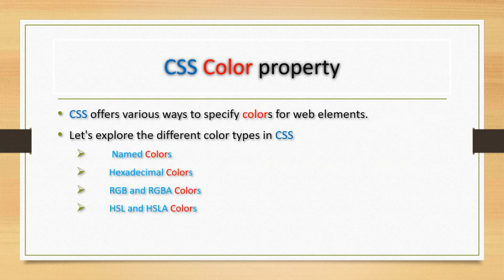CSS color property. CSS offers various ways to specify colors for web elements. Let's explore the different color types in CSS: named colors, hexadecimal colors, RGB and RGBA colors, and HSL and HSLA colors.